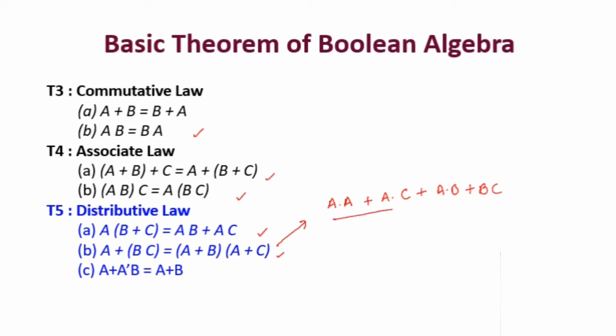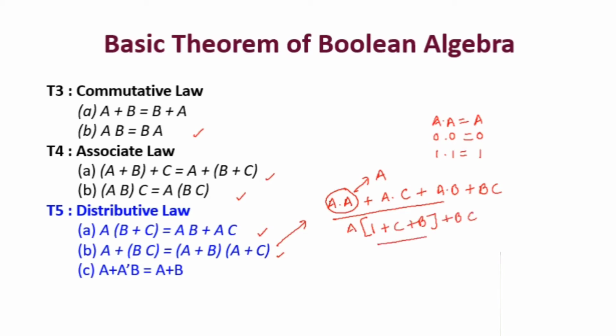So first I will be writing that A into A can be written as A only, because 0 into 0 will be equal to 0 and 1 into 1 will be equal to 1. So I can say that A into A will be equivalent to A. And if I take A common, then I will be having 1 there: 1 plus C plus B plus BC. Now this 1 plus anything, as we have seen in the previous slide, becomes 1.